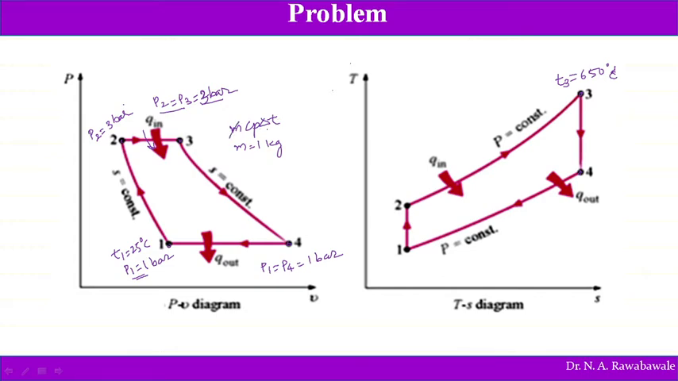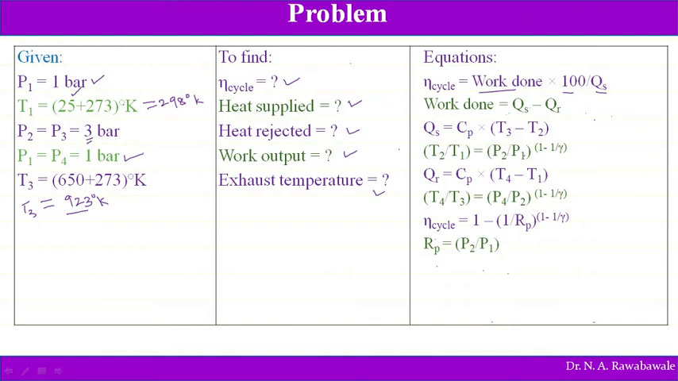So Cp into delta T. Delta T means change in temperature, T3 minus T2. So this will give us the value of heat supplied. So now coming to this heat supplied, M is equal to 1, Cp is known, then T3, temperature at point 3, is 923 degree Kelvin and temperature at point 2 we have to calculate.